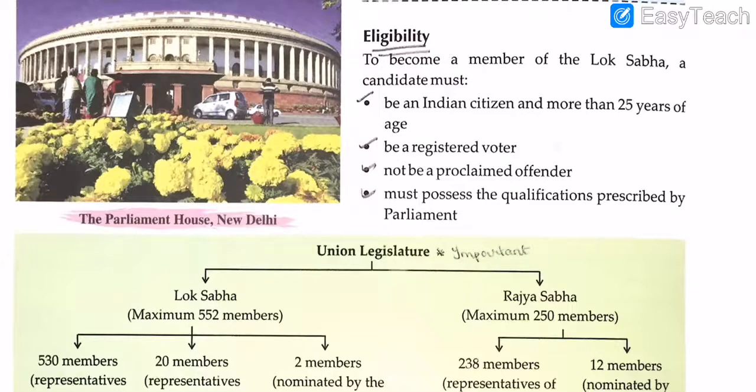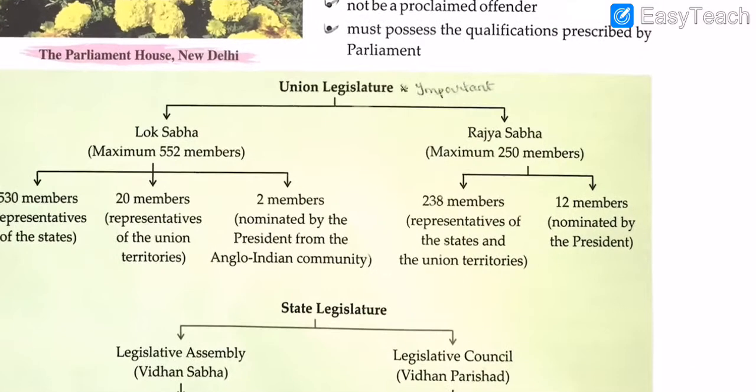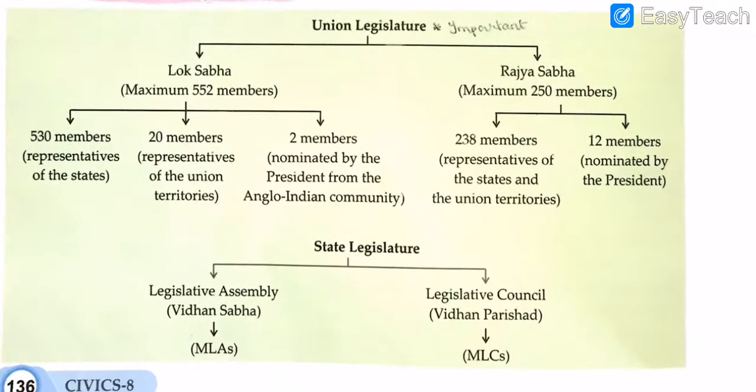Okay, and there's actually one more that I'll add on to this, just for extra knowledge. You cannot have any tax dues and such, or be one of the people who are not able to repay loans. You cannot be one of those as well. You cannot be any of these offenders, right? So again, to recap: you have to be 25 years and above, first thing. You cannot be a proclaimed offender. You have to be a registered voter, and you have to fulfill all the qualifications prescribed by the parliament.